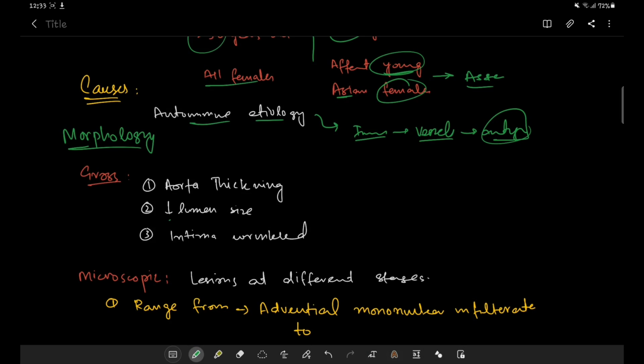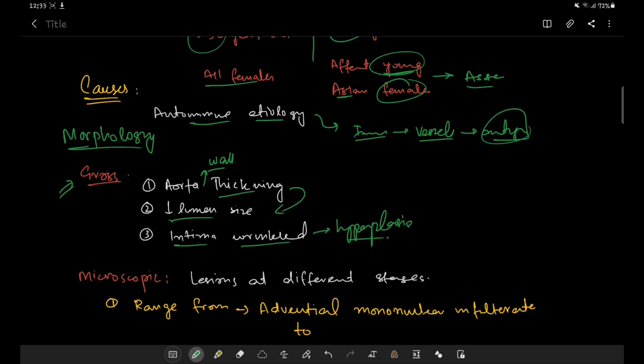So now coming towards the morphology, इन ग्रास मार्पोलॉजी, हम सबसे पहले ग्रास मार्पोलॉजी के बारे में पढ़ेंगे। तो हम ये देख सकते हैं ग्रास फीचर्स में कि there is thickening of the wall of the aorta. Aorta wall is thickening and this will lead to a decrease in the lumen size. There is intimal hyperplasia and wrinkling due to hyperplasia.